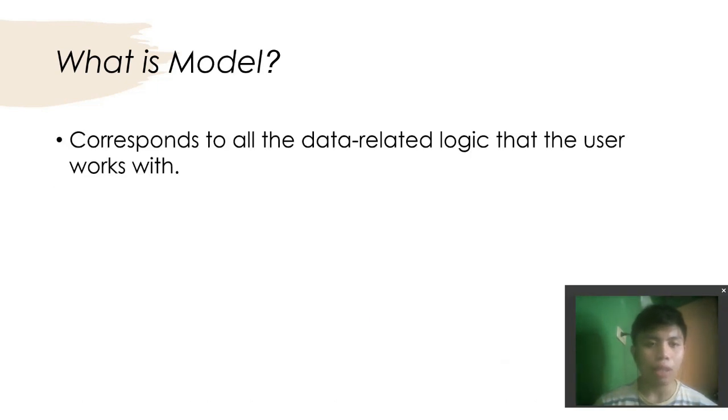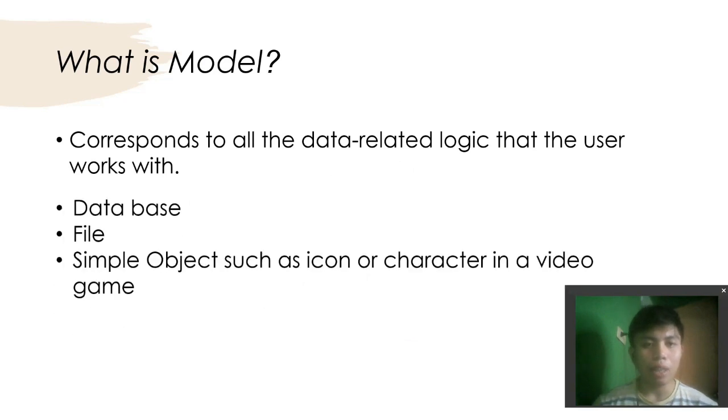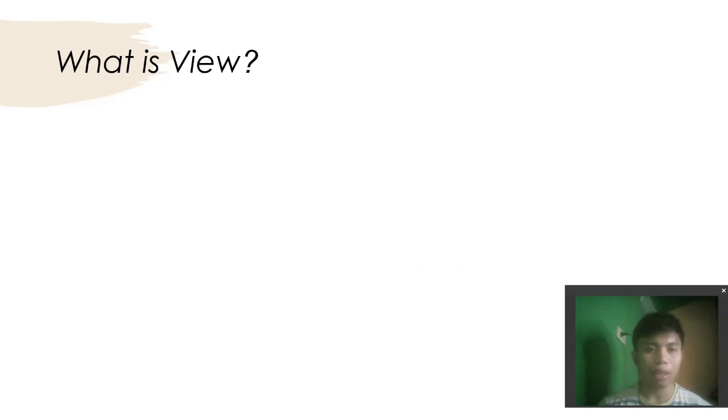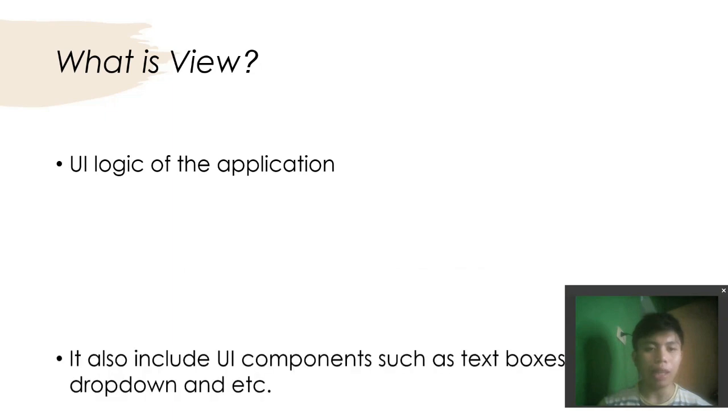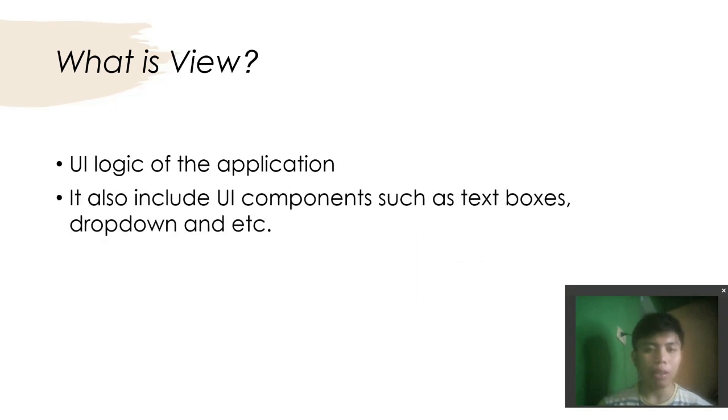Next, what is the model? The model corresponds to all the data-related logic that the users work with. Examples of a model are the database, a file, or a simple object such as an icon or a character in a video game. Next, what is the view? The view is the UI logic of the application. It also includes UI components such as text boxes, drop-downs, etc. The view will also show you your final output.